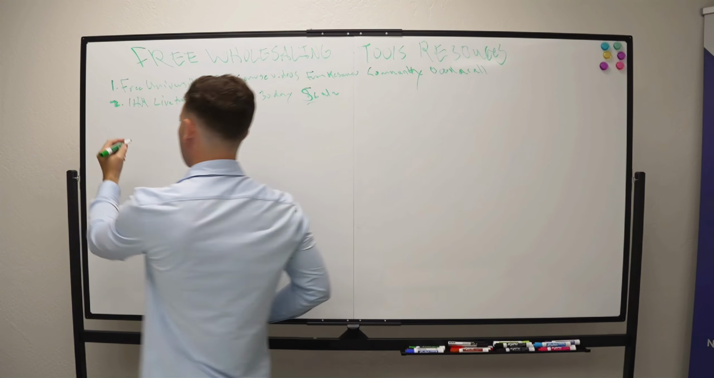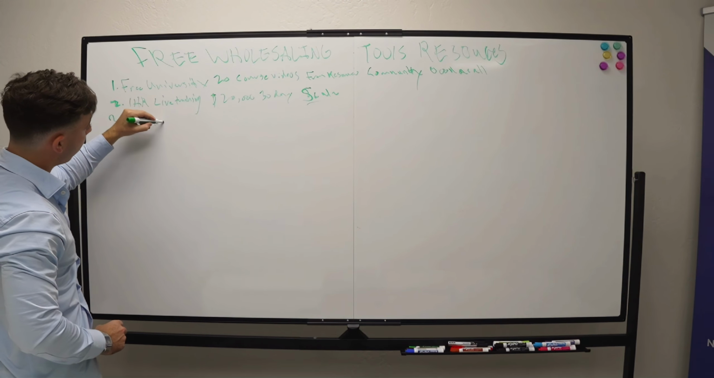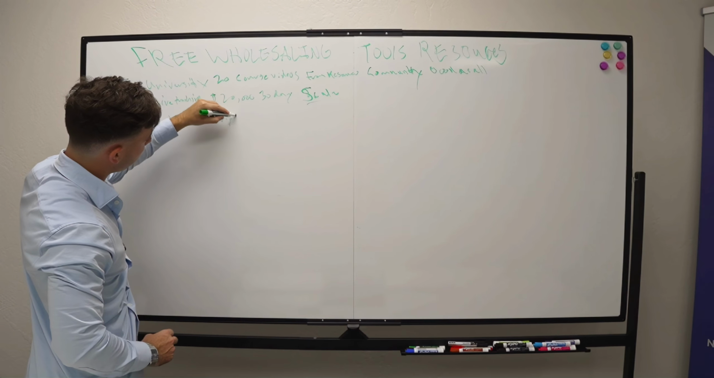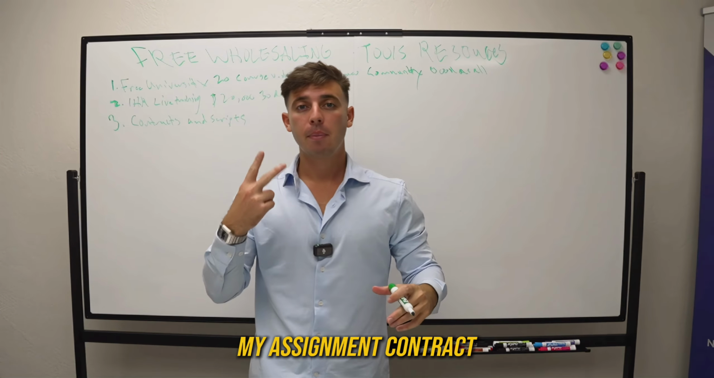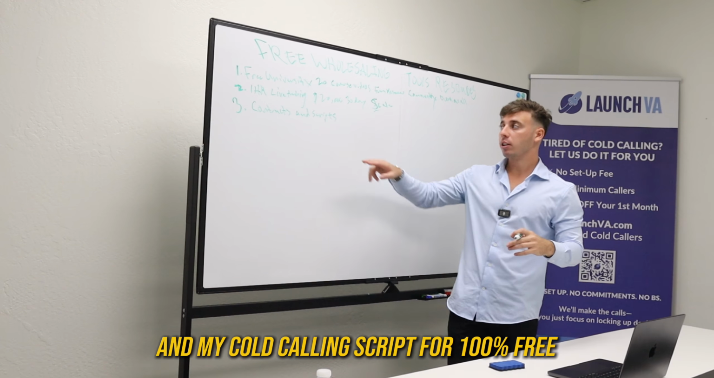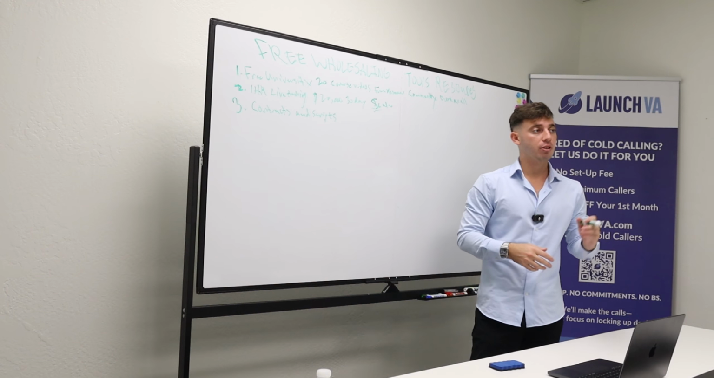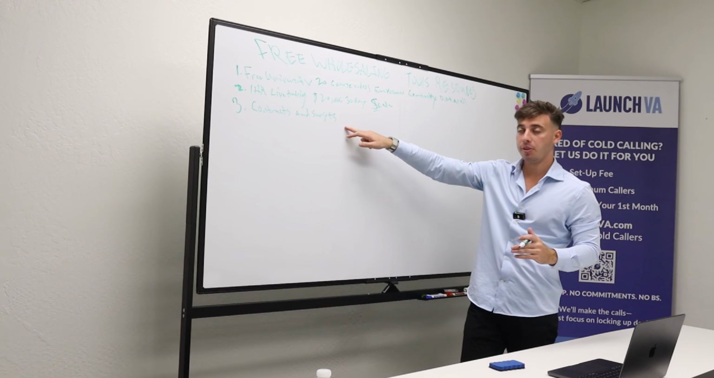Number three, contracts and scripts. I'm going to give you my purchase contract, my assignment contract, and my cold calling script for 100% free. All you have to do is go to jacobblank.com/free and you're going to be able to download these.